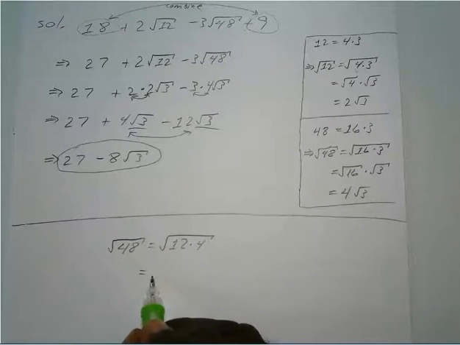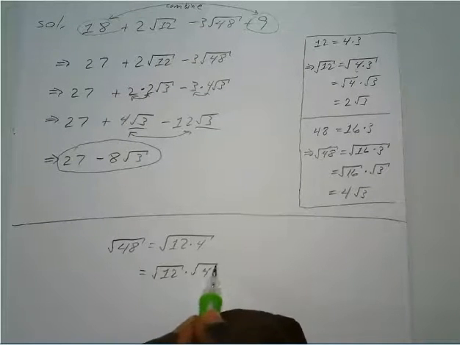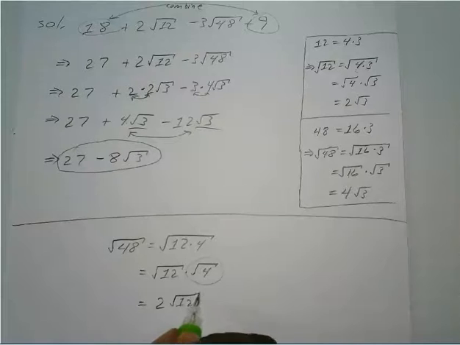So that's going to equal the square root of 12 times the square root of 4 if we separate them. Okay, so we know the square root of 4 is equal to 2, so that's 2 times the square root of 12. We're just kind of switching those around. So you have 2 times the square root of 12.